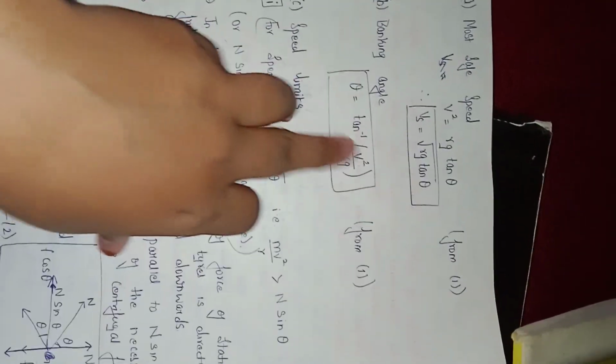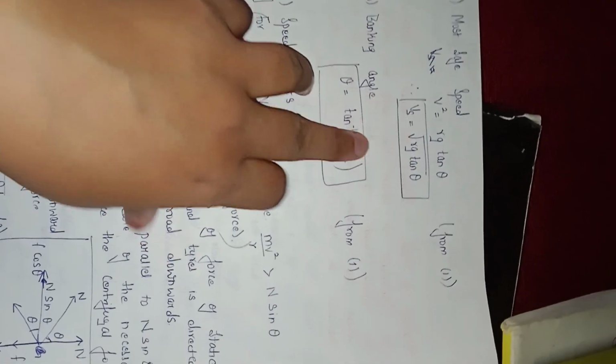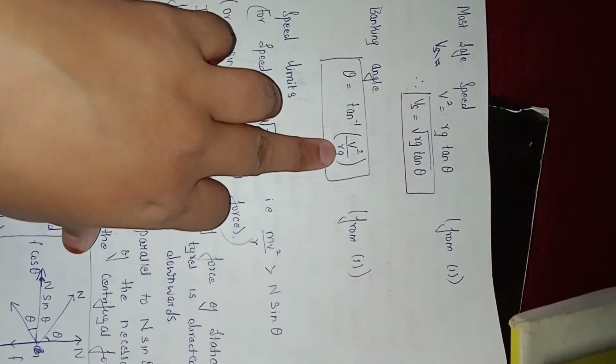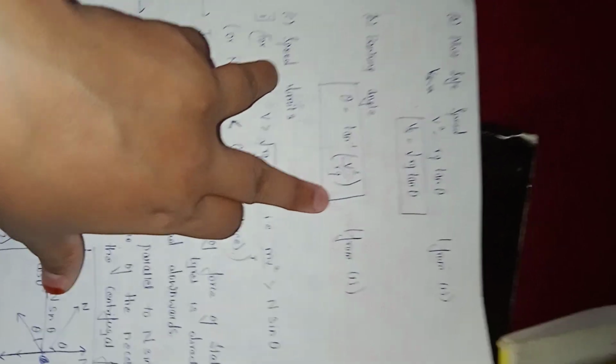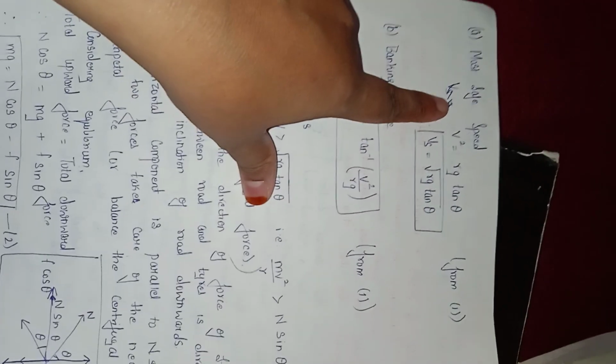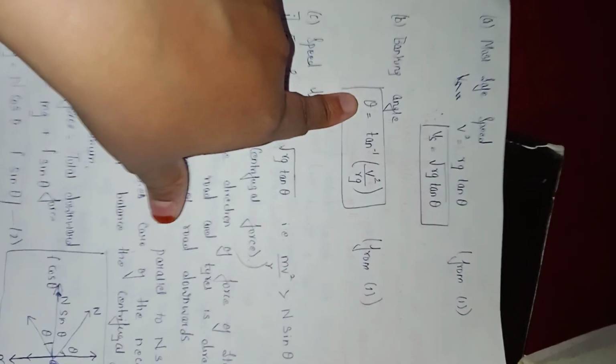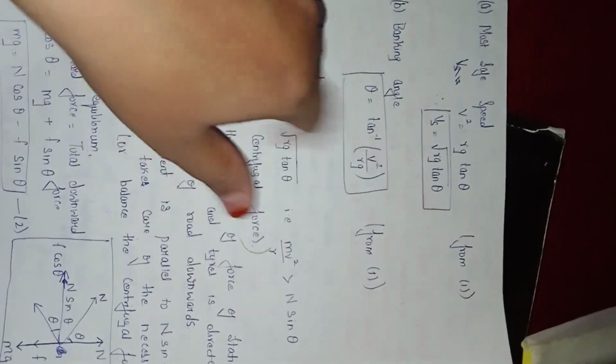And if you want the banking angle, the banking angle is theta. So from v square upon rg and tan inverse, theta is equal to tan inverse of v square upon rg. This is the safest speed, and this is the banking angle along the banked road.